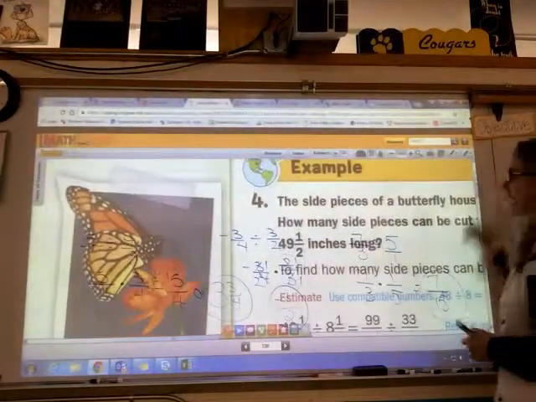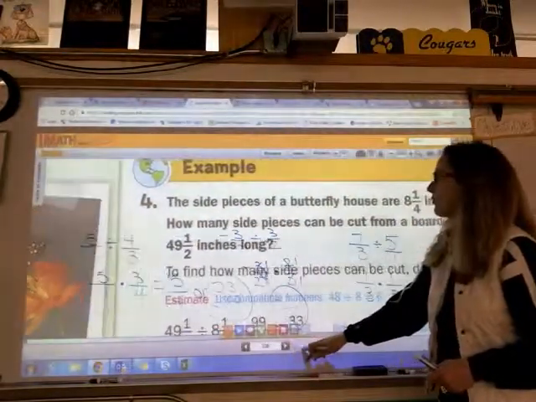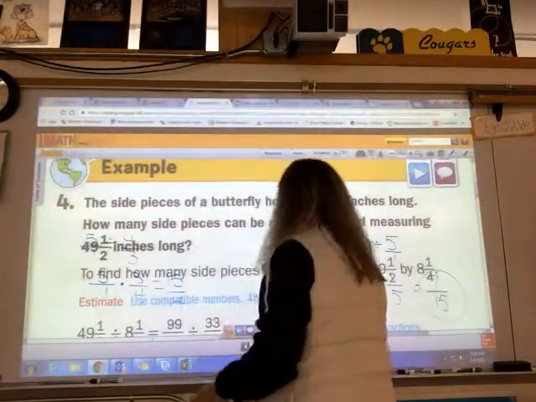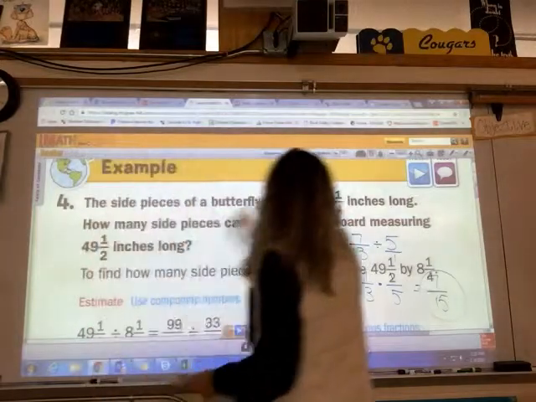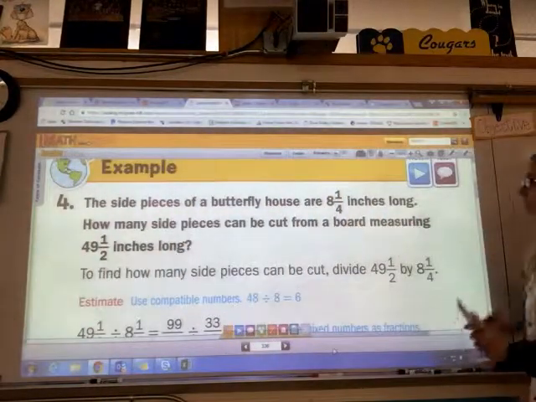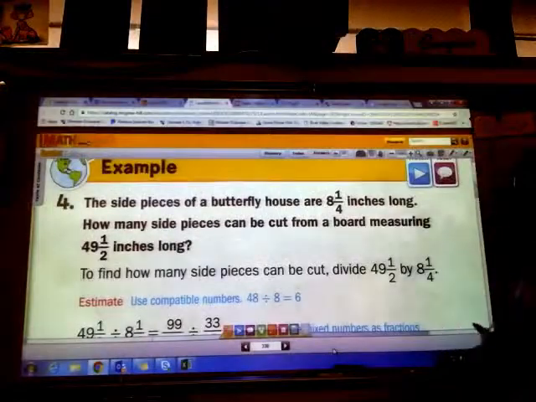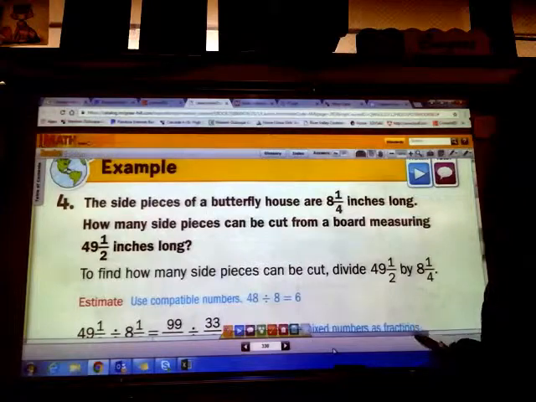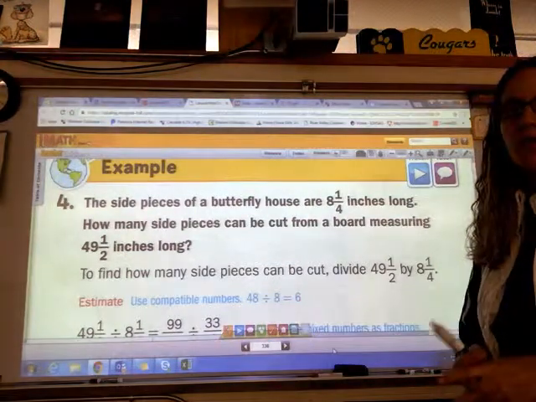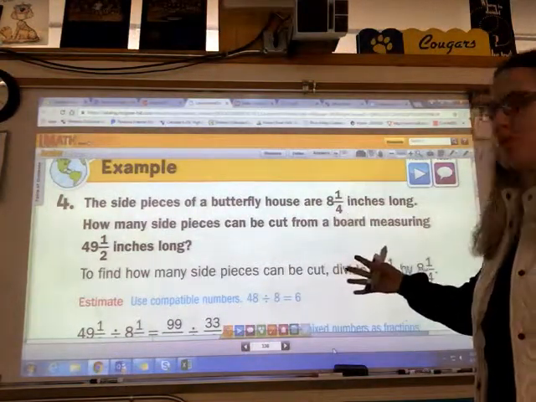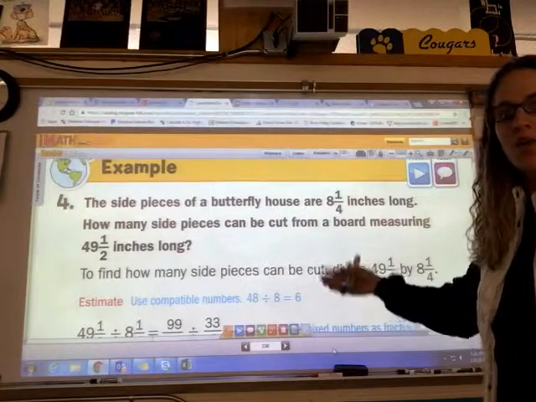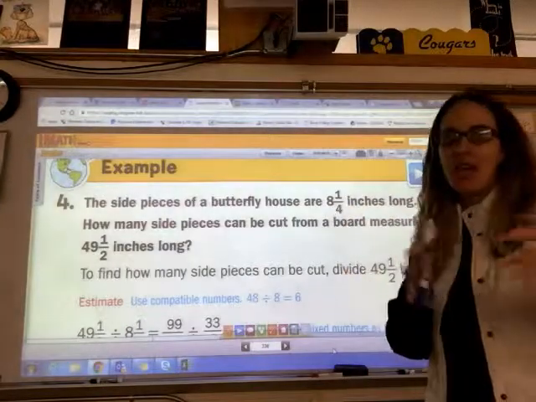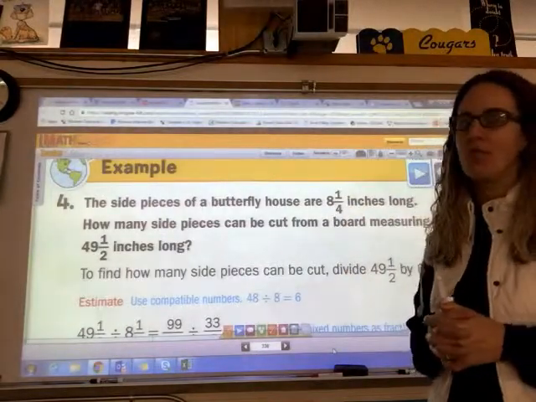Okay, last example that we want to take a moment to look at is example 4. Taking our objective of dividing fractions and putting it into a real world problem or a story problem. So it says the side pieces of a butterfly house are 8 1/4 inches long. How many side pieces can be cut from a board measuring 49 1/2 inches long? So thinking about this, we know we have a board that's going to be 49 1/2 inches long, and I want to figure out how many times I can break it down into pieces that are going to be 8 1/4. So technically we should be thinking division here.